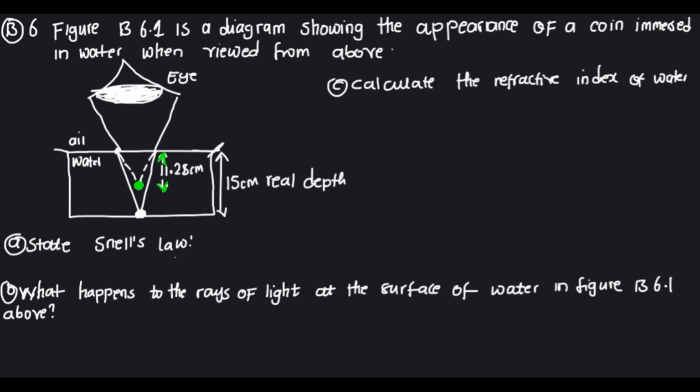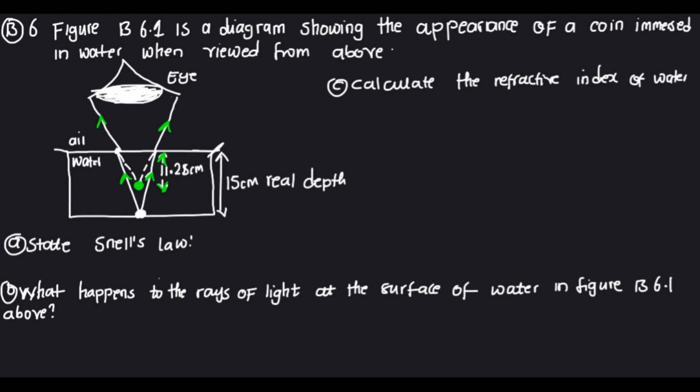So those are the two Snell's laws. Now let's look at B. What happens to the rays of light at the surface of water in figure B 6.1? So the direction of these rays is this, our direction. This means that these rays of light are coming from a more dense medium, which is water, into a less dense medium, which is air.